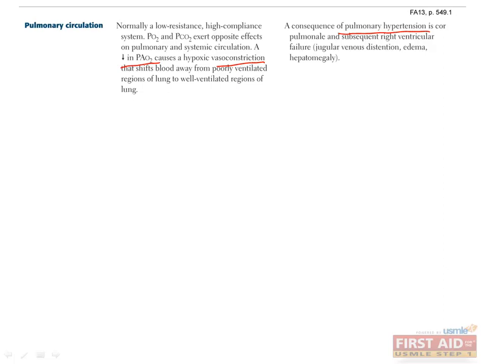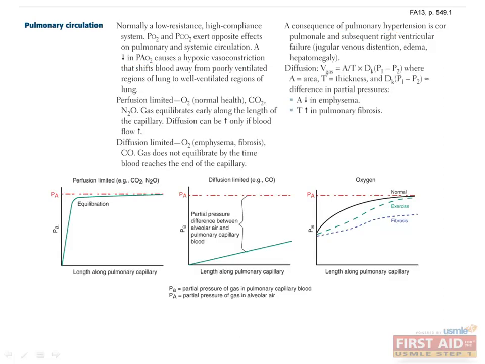Another important concept to understand is when and how gas exchange is limited by either diffusion or perfusion. In healthy individuals, gas exchange is limited by perfusion. So what does perfusion limited mean? Here, gas equilibrates early along the length of the capillary, and you can only get more oxygen into the blood by increasing blood flow. In addition to oxygen, CO2 and nitric oxide are perfusion limited.